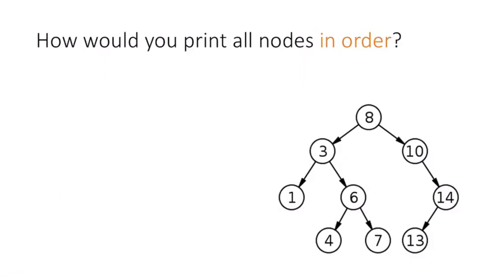All right, so next up is how do you visit all nodes in order? How do you print all nodes in order? So how would I print 1, 3, 4, 6, 7, 8, 10, 13, 14? How do I print all these nodes in key order?